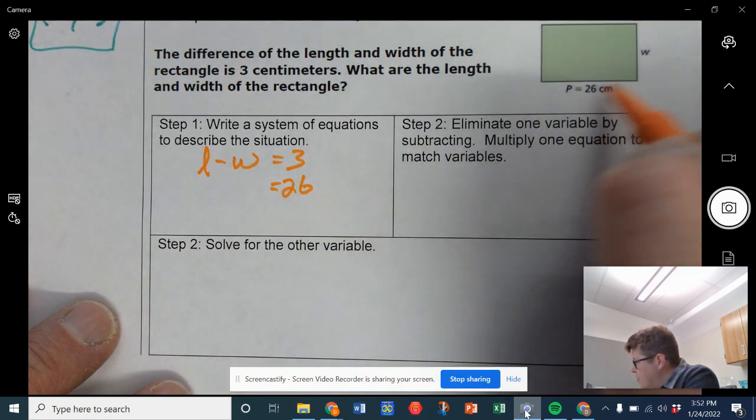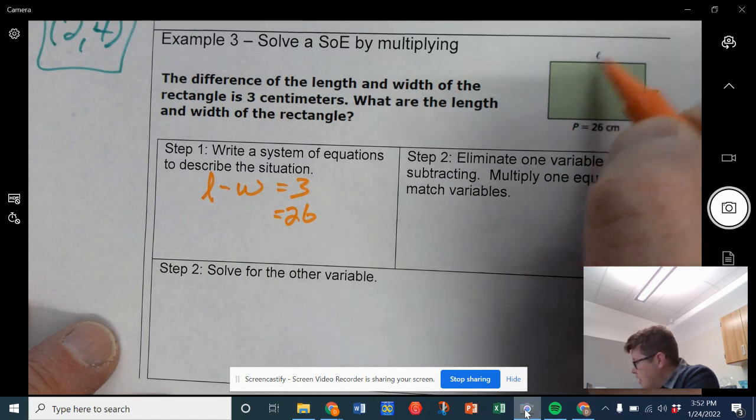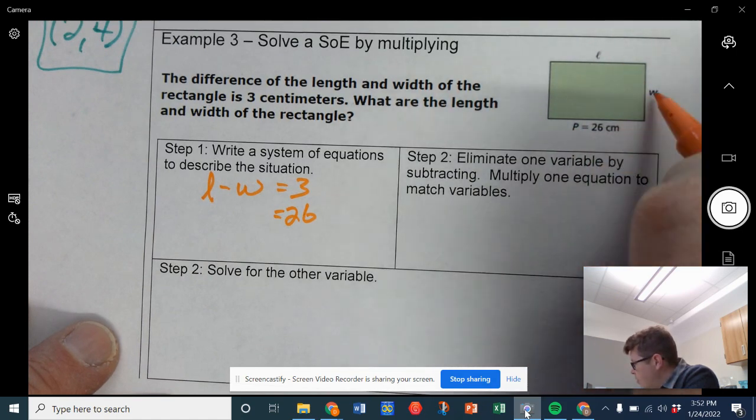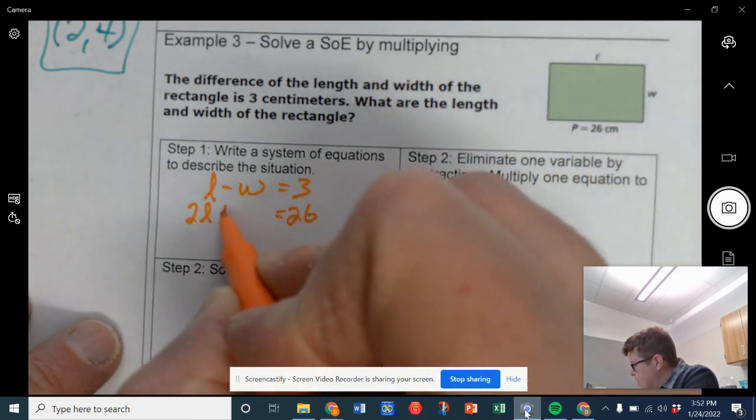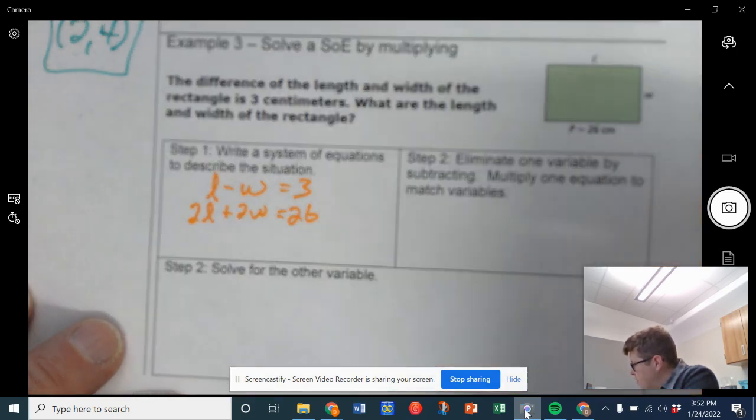And the idea here is perimeter is all the way around, right? So it's a length, a width, and a width. So it's 2L, because there's two lengths, plus 2W equals 26. Okay?